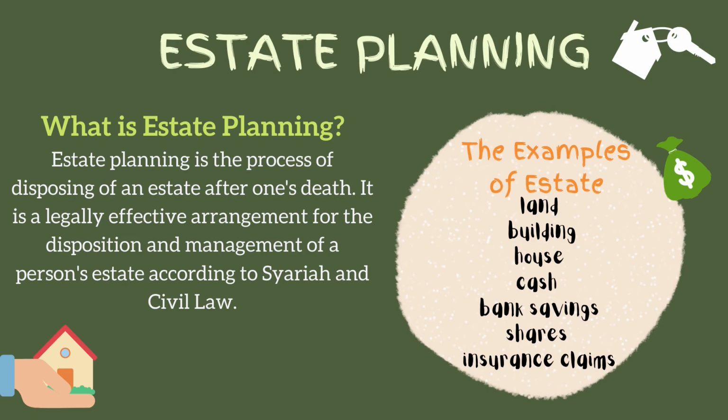Next is estate planning. Estate planning is the process of disposing of an estate after one's death. It is a legally effective arrangement for the disposition and management of a person's estate according to Sharia and civil law. The examples of estate are land, building, house, cash, bank savings, shares, and insurance claims.